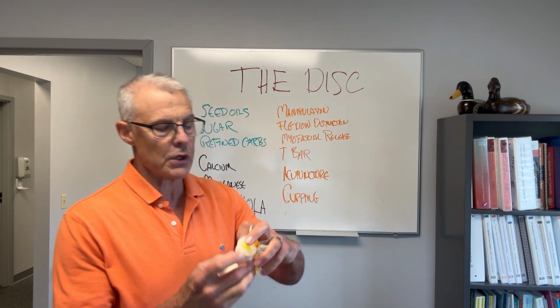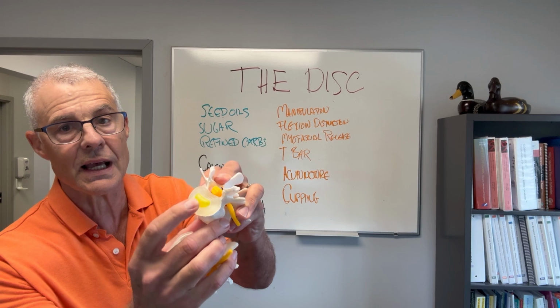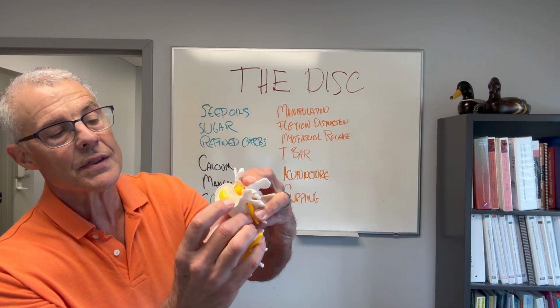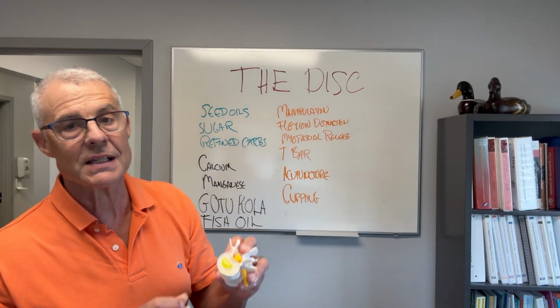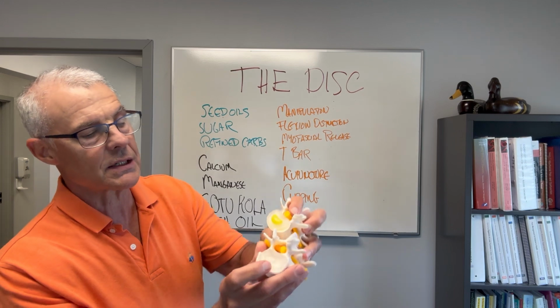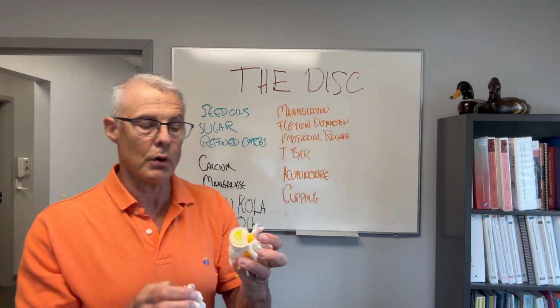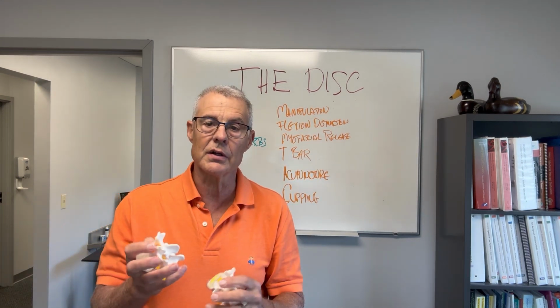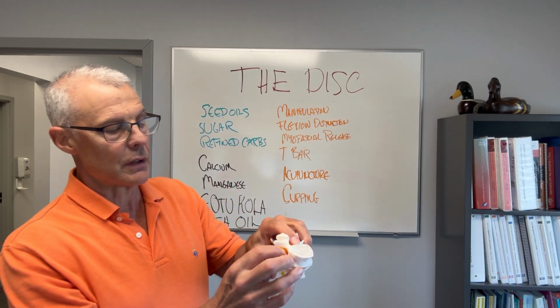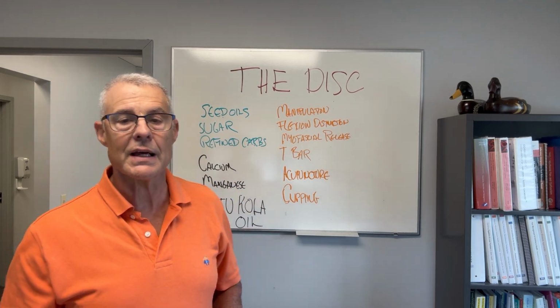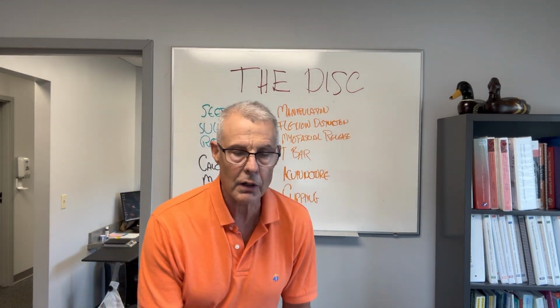Here's a normal disc right there. See that yellow? That's the nucleus. This outside rim is the annulus. And then we get a degenerated disc. The bones squash down together, and where the nerve comes out, there's less room then. So that's stenosis. That can be a cause too.